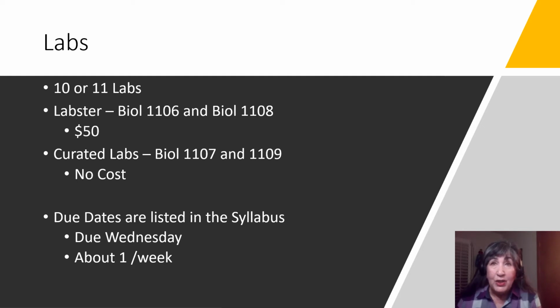Now, in biology 1107 and in 1109, we use curated labs. Those are labs that we have found and gathered, and they're at no cost. They're not as professional maybe as the Labster simulations, but some of them are pretty good. And the reason for that is because in 1107 and in 1109, some of the labs are very difficult to find. They're difficult to find the simulations, and so that's why they're from many different sources.